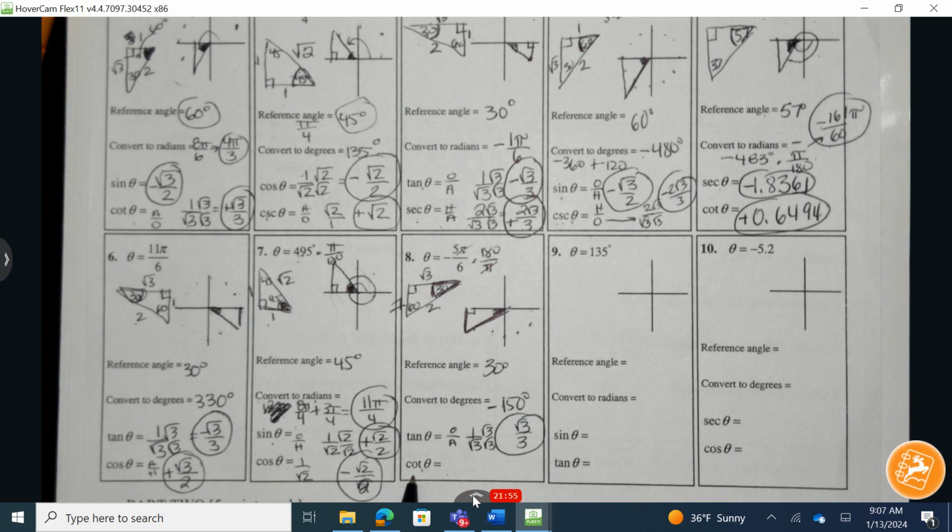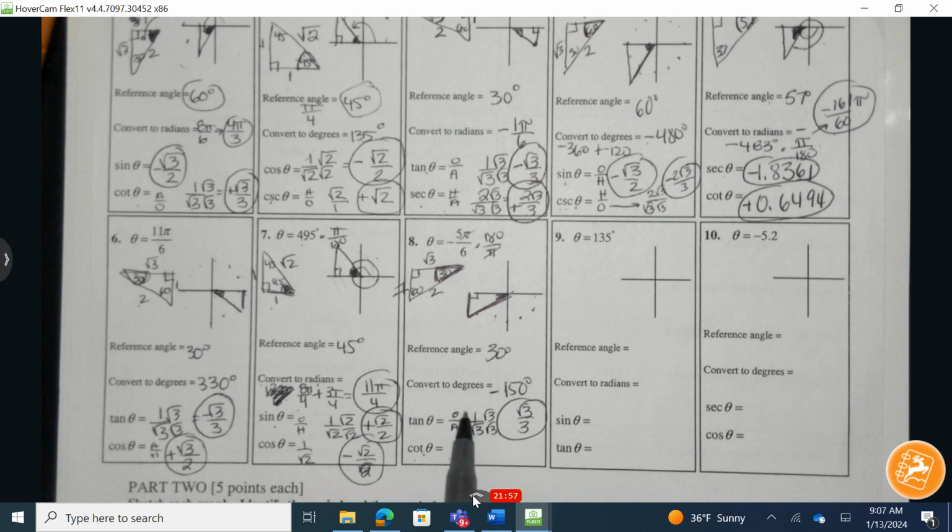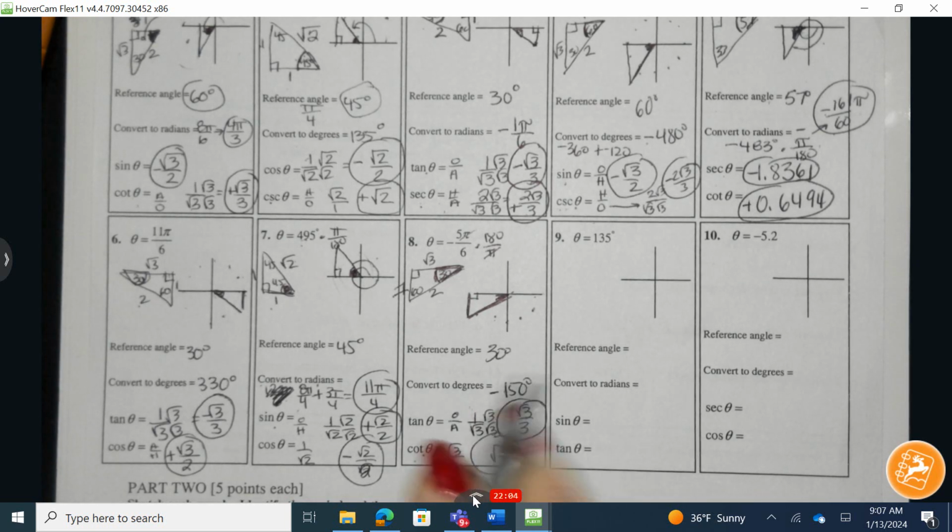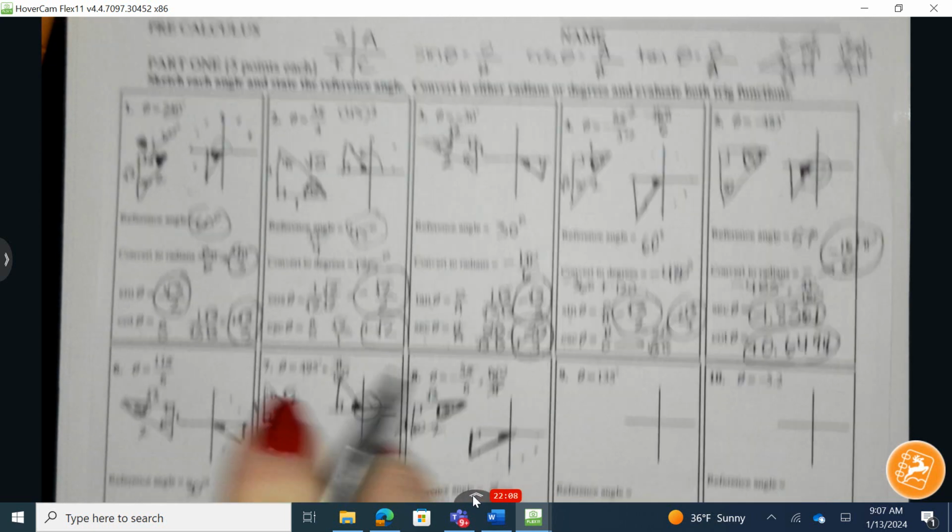Well, cotangent is just the reciprocal of tangent. So I'm going to go back to before I put it in proper form, and it's going to be radical 3 over 1, or simply radical 3. In quadrant number 3, tangent and its reciprocal are positive.